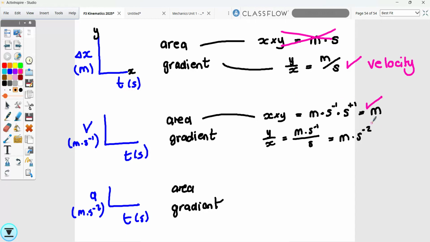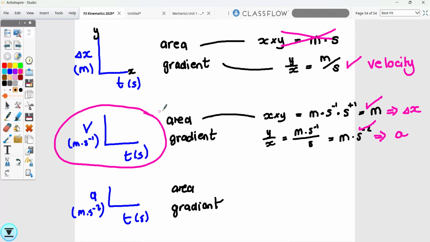We do have something that we measure in meters. What is that? Yes, so this is going to be displacement or distance. Do we have something that we measure in meters per second squared? Acceleration. So yes, and that is why you will see this graph is the one that is most often asked, because we can use it to get the displacement by getting the area, or we can use it to get the acceleration by getting the gradient.